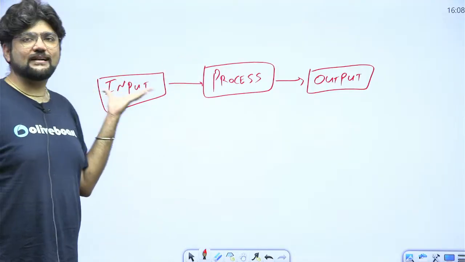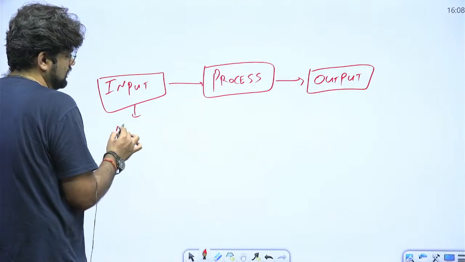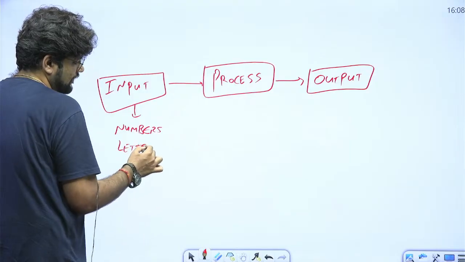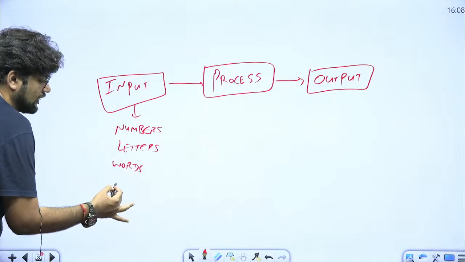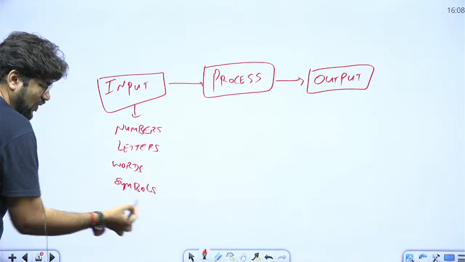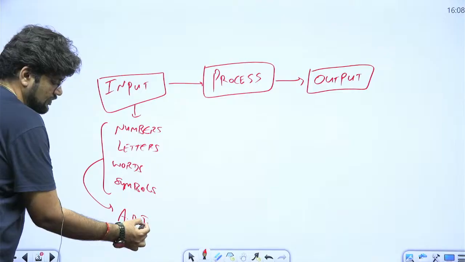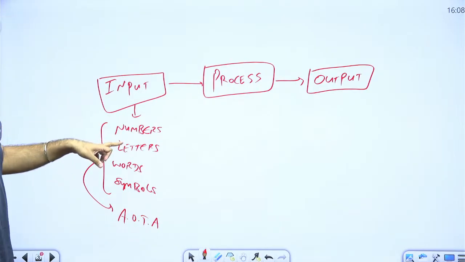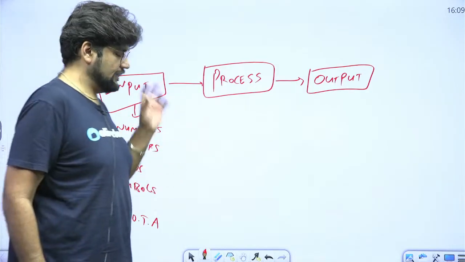And you are presenting some inputs to this machine. The inputs can be in the form of plain numbers, plain letters, plain words, meaningful or just random clusters, or it can be the combination of all. I can add symbols also here. So either numbers or letters or words or symbols or all of the above. There is a combination of everything which is supplied as an input.